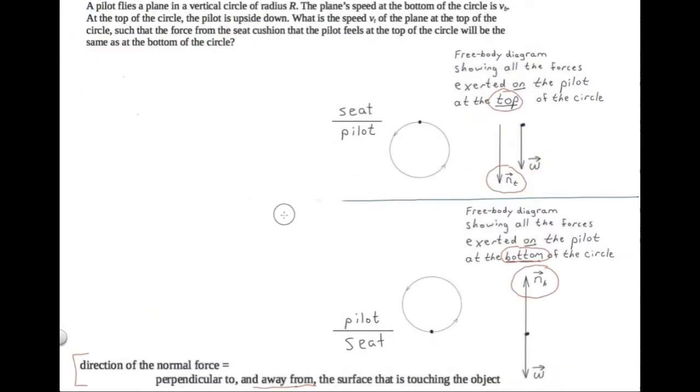Be careful with your free body diagrams. In this problem, at the bottom of the circle, the normal force points up. But at the top of the circle, the normal force points down. You need to memorize this rule. The direction of the normal force exerted by a surface on an object points perpendicular to and away from the surface.